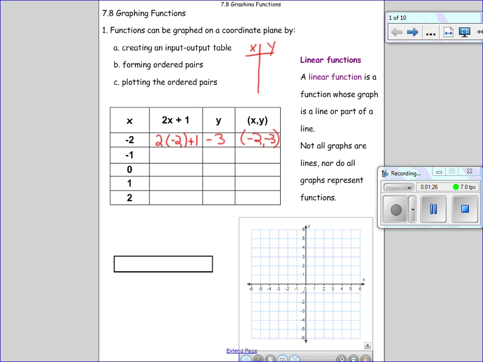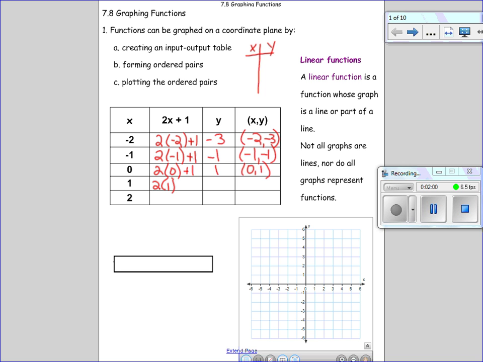So in our second one, we're going to have 2 times negative 1 plus 1. 2 times negative 1 is negative 2. Negative 2 plus 1 is negative 1. So our second set of ordered pairs is going to be negative 1, negative 1. Next, plot in 0. 2 times 0 is 0, plus 1 is 1. So our next ordered pair is 0, 1.